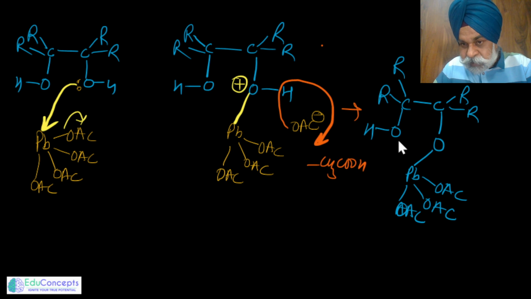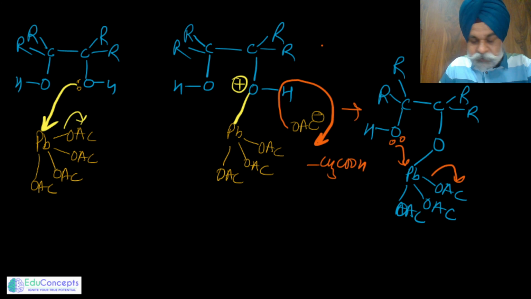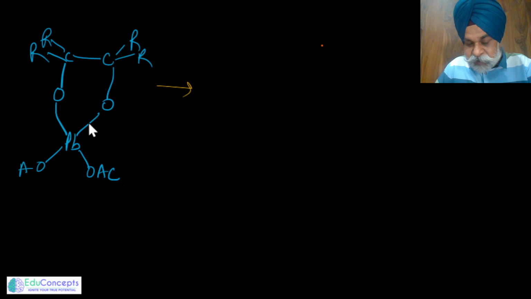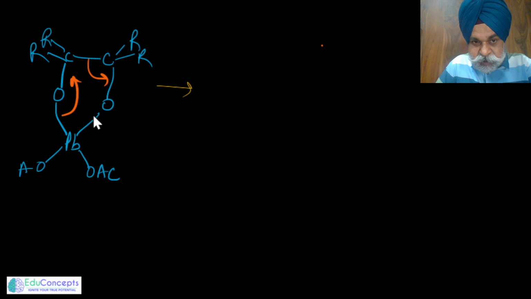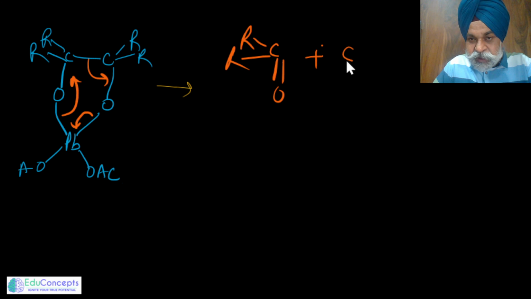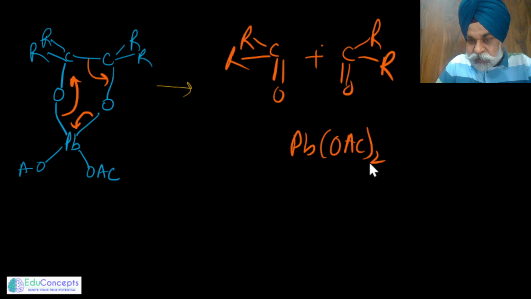Is it okay? And do the same thing on this side. This would attack it, this acetate would also go out, and once it goes out you would get this entity, and this entity now would open up like this. This is the important one, and now it is not a tough one. On the same pedagogy, we are doing the same thing as we did for HIO4, and along with it you happen to get lead diacetate. So this is what you have achieved in this particular reaction.